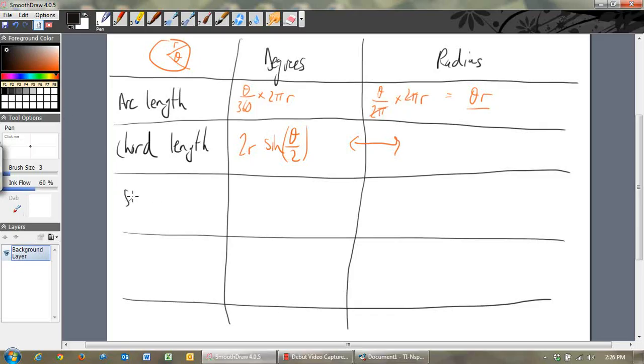A formula for sector area. Remember, a sector is a piece of pizza, and so all you're doing is taking a fraction of a circle. If you're in degrees, what fraction is it? It's theta over 360 multiplied by the area of a circle. So there's your formula if you're in degrees. What about if you're in radians? Again, if your theta is in radians, then it's the fraction of the whole circle. There's 2 pi radians in a circle, so it's theta over 2 pi multiplied by pi r squared, and so those pi's cancel, and what you get is theta over 2 times r squared.